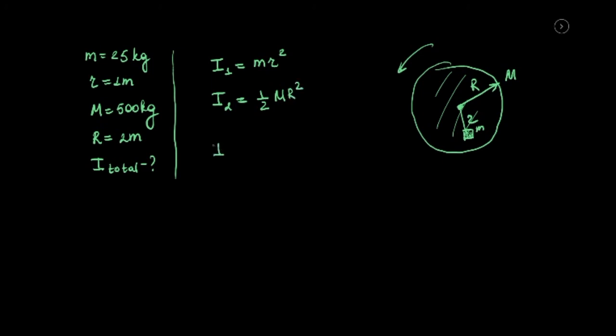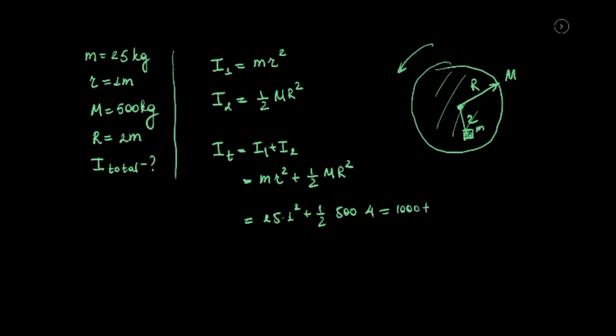So the total moment of inertia is equal to I1 plus I2, and I can write it as m r squared plus 1 divided by 2 M R squared. m is equal to 25, r is equal to 1, plus 1 divided by 2, big M, 500 kilograms, R is equal to 2, so R squared is equal to 4. 1000 plus 25, then we will get 1025 kilograms. The unit of the moment of inertia is kilogram meter squared.